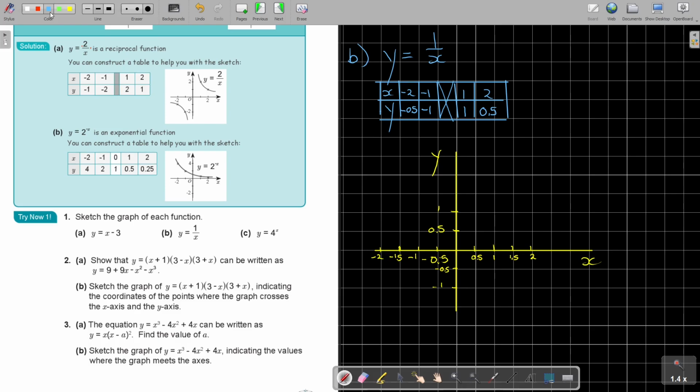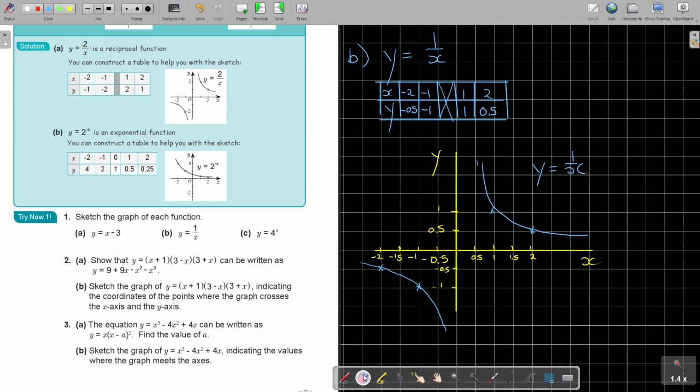So -2 is -0.5. -1 is -1. And then 1 and 1. And then 2 and 0.5. And now, remember, that's why it's very good that you have the basic shape in your mind, because it's going through, but it's driving towards that axis. Okay, and that's y is equal to 1 over x. And that's your reciprocal function.